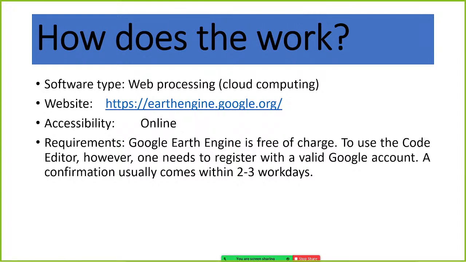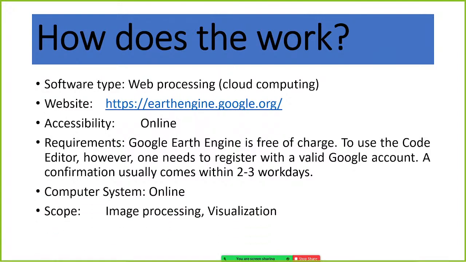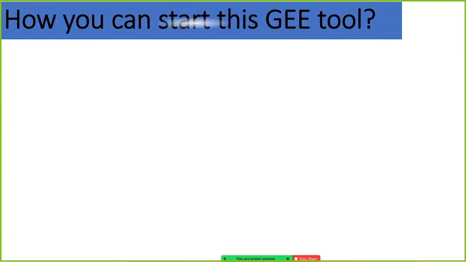Okay, I will also try to show you this process, how you can get the code editor in Google Earth Engine. So this is the requirement. Your computer system must be online, and the code editor works for image processing and visualization parameters, and you can easily work with both vector and raster data. So first of all, how can you start this tool?